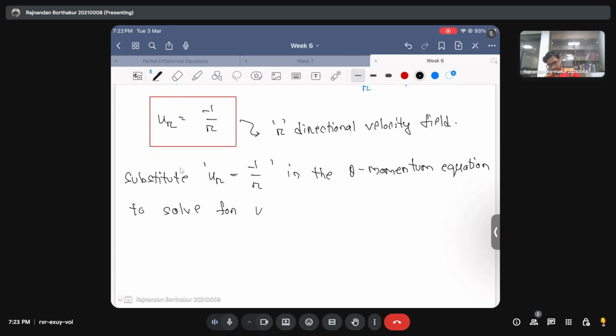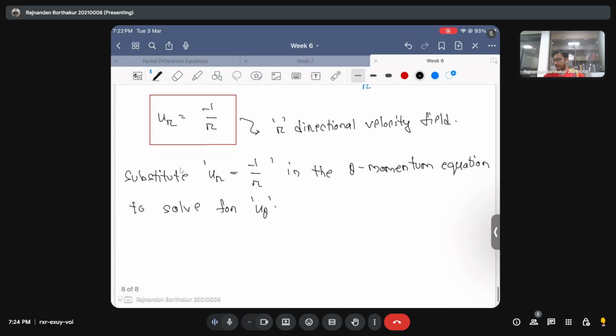And I believe now you can think that once we know UR and U theta, once we get U theta by solving the theta momentum equation, substituting the value of UR, then we'll take UR and U theta and put them in the R momentum equation to basically get the solution for pressure. And that's all that we require to do in this exercise. Okay. So let's then first solve for U theta. So what's the theta momentum equation?